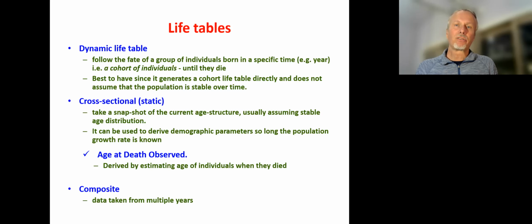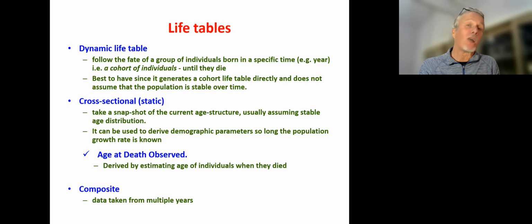Now, let's go to the last part of the presentation here. That's the definition of life tables. Life tables follow the fate of a group of individuals that are all born at a specific time, for instance, in a specific year. We refer to that as a cohort of individuals, and we follow these individuals until they die.